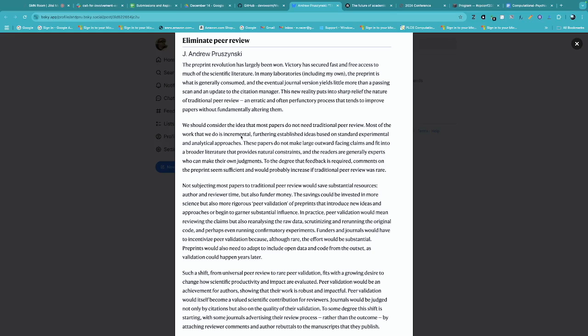Okay, so this copies what he talked about in the thread. "Not subjecting most papers to traditional peer review would save substantial resources: author and reviewer time, but also funder money. The savings could be invested in more science, but also more rigorous peer validation of preprints that introduce new ideas and approaches or begin to garner substantial influence. In practice, peer validation would mean reviewing the claims but also reanalyzing the raw data, scrutinizing and rerunning the original code, and perhaps even running confirmatory experiments."